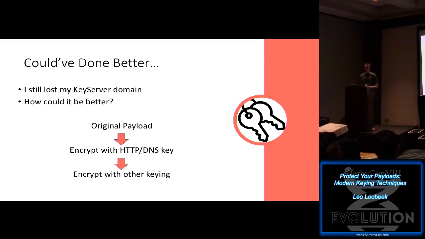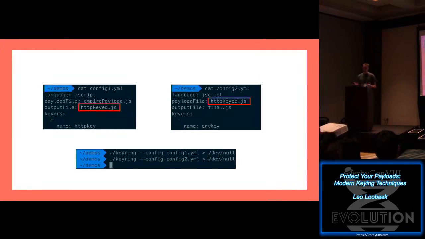I could have done better though. That health services domain, I still lost that. Really can't use it anymore. So how could I do it better? Well, I could encrypt it with that DNS key and then re-encrypt it using environmental variables and stuff. So that should keep the Twitter guys at bay. And actually with JavaScript, this is pretty easy with KeyRing.